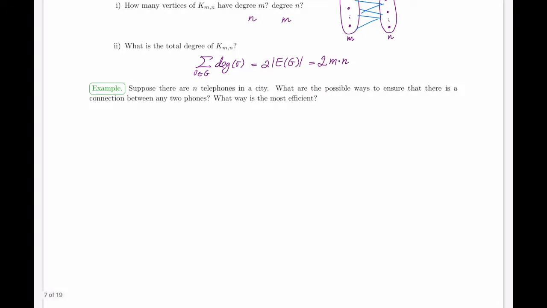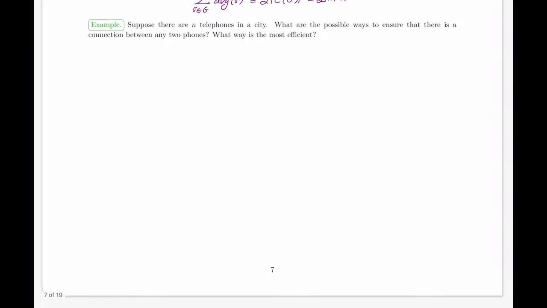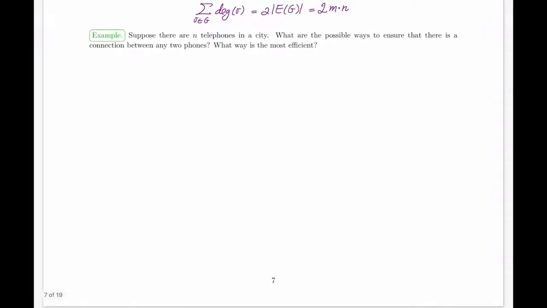And in particular, this time around, we will focus on developing some terminology and results to talk about general ideas of connectivity. So what does it mean for a graph to be connected? Let's start with the motivation. Suppose there are n telephones in a city. What are the possible ways to ensure that there's a connection between any two phones? What is the most efficient way?